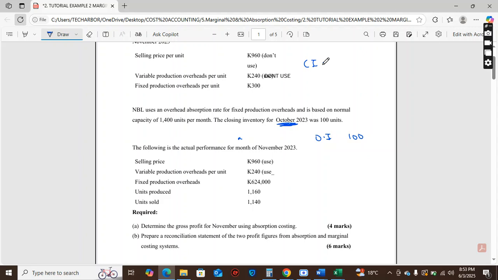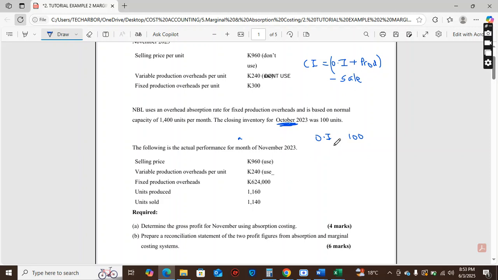Closing inventory is opening inventory plus what you produce, so plus production. What you start with at the beginning of the month plus what you produce minus what you sell. Opening inventory plus the units produced minus units sold.